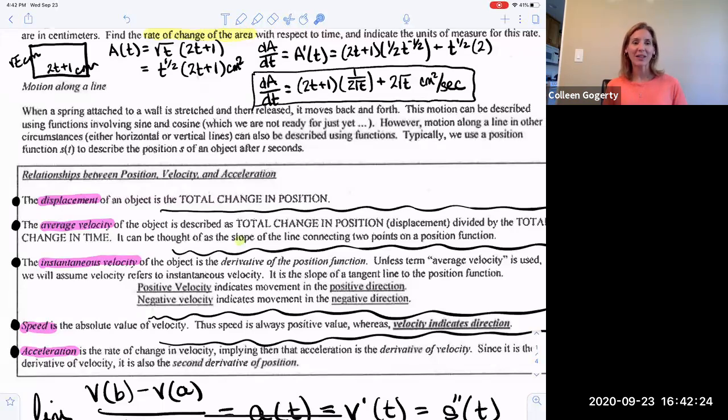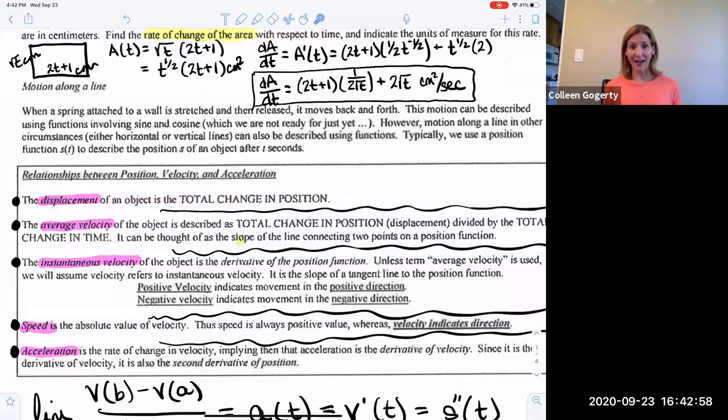We can talk about a spring attached to a wall, stretched and then released, and that is something that's going to move back and forth, and the motion can be described as a sinusoidal or cosine function. I'm just saying we're not quite ready for that. However, last year, when you did your trig functions, you modeled sinusoidal graphs, and probably even looked at the motion of a spring moving back and forth and creating a sine or cosine graph. But we're going to start a little easier.